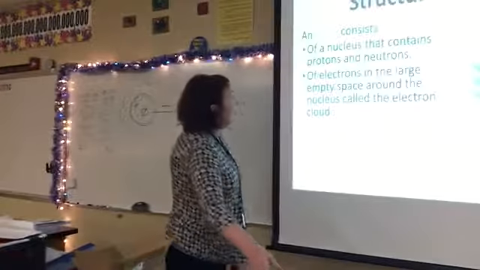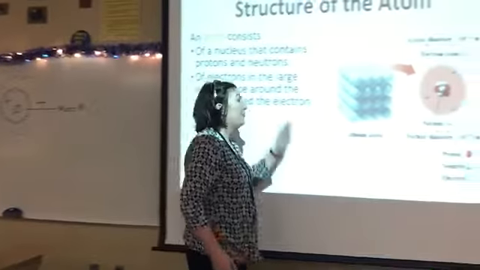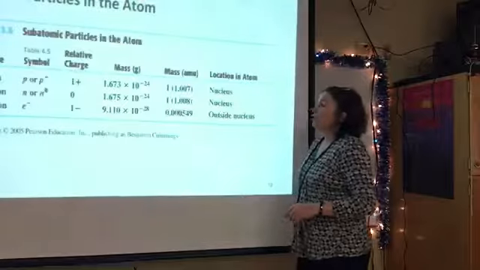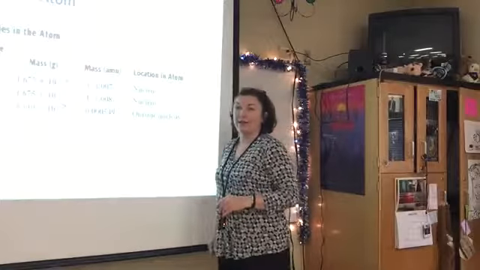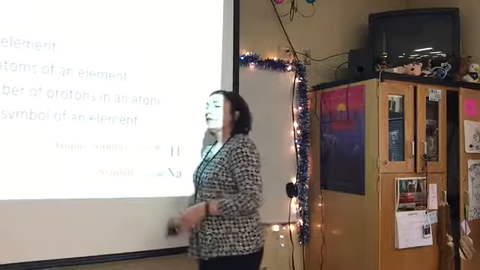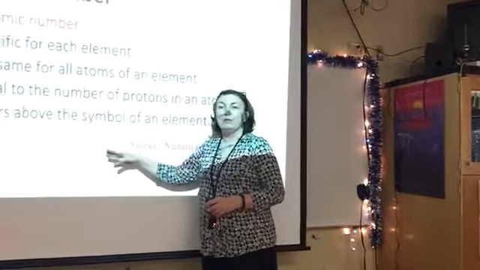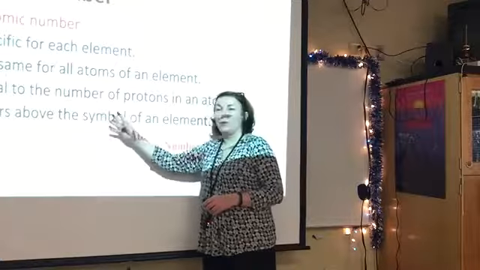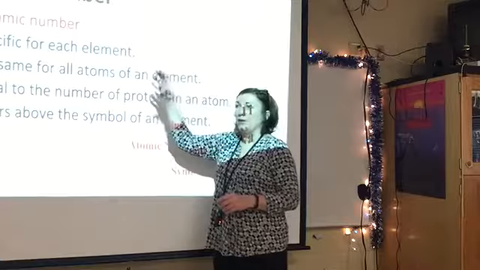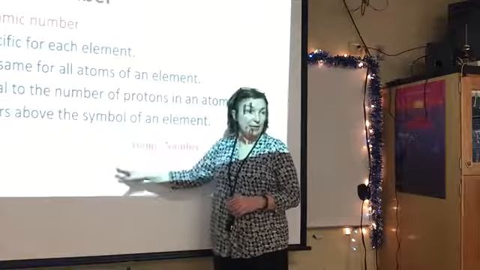So the atom consists of a nucleus with protons and neutrons, and electrons on the outside. And you should know their charges and things like that. Okay? The atomic number. Now don't feel like you have to write all this down. This is all on Schoology if you want to look at it later. This just helps keep me mentally on track while I'm telling everybody the same things.